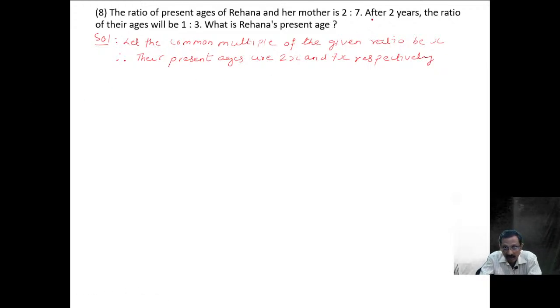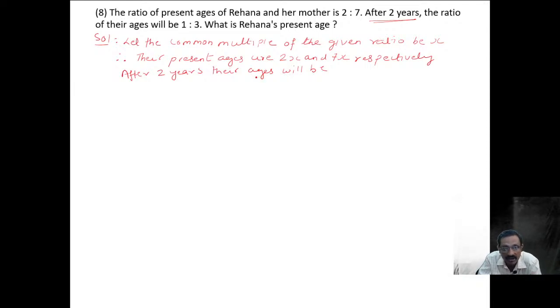Now, after this, what is said? After 2 years, the ratio of their ages will be 1:3. So after 2 years, what will their ages be? We have 2x and 7x as present ages. That means 2 years have to be added to these quantities, because 2x is the present age.